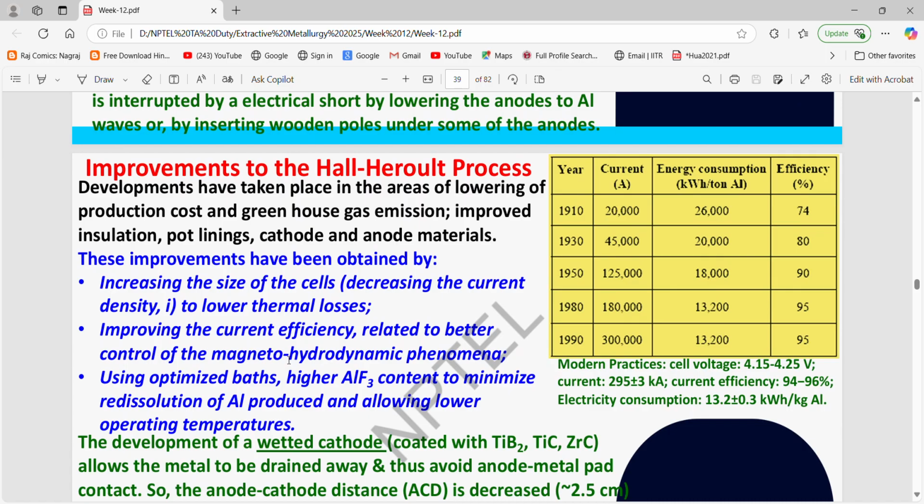Then coming to the improvements which have been made in the Hall Héroult process over the last 100 years. In 1910 we were using a current of around 20,000 ampere with a current efficiency of around 74%, and the energy consumption per ton of aluminium production was very high, around 26,000 kilowatt hour per ton of aluminium. While in the 1990s, the current requirement increased up to 33 lakh ampere per cell.